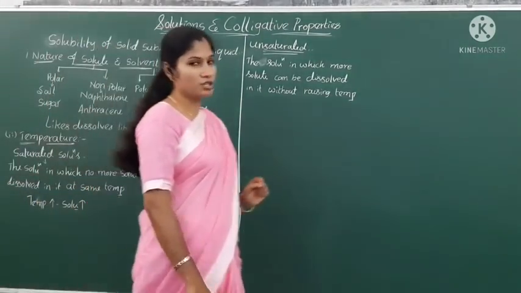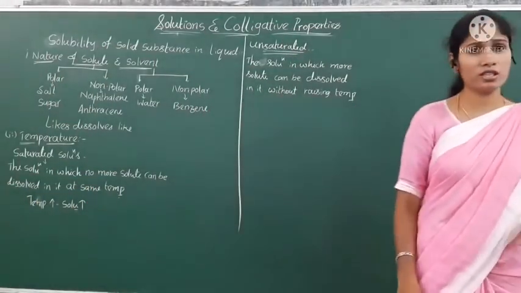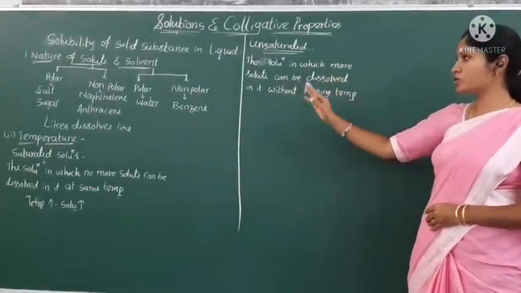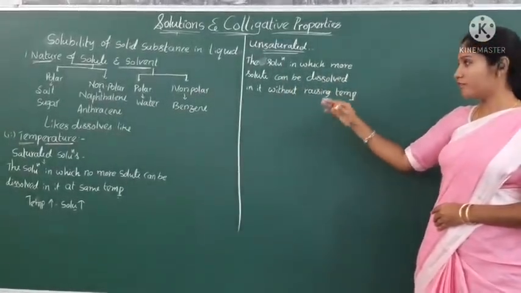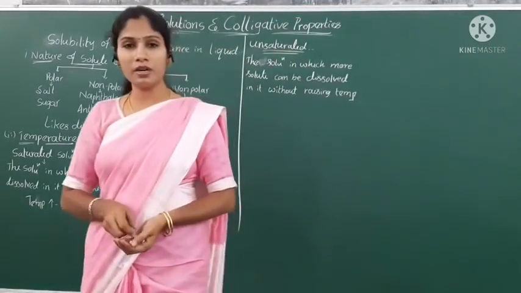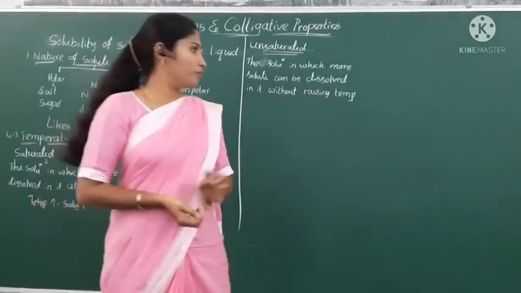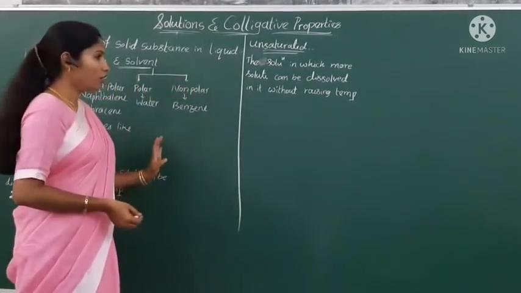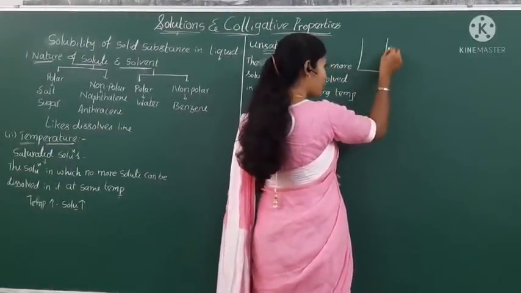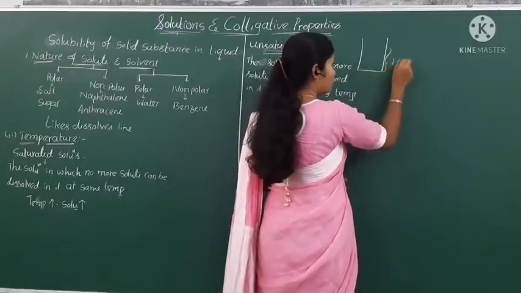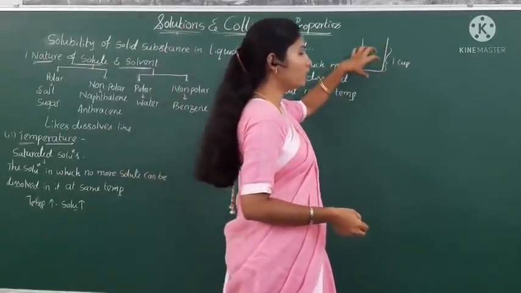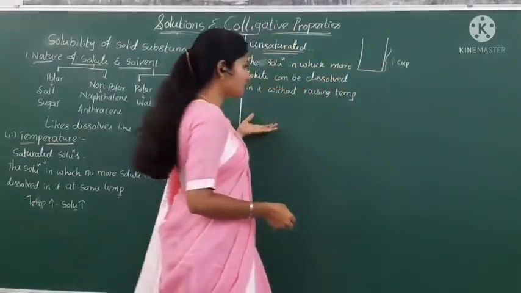Next comes unsaturated solution. What is an unsaturated solution? The definition of an unsaturated solution is a solution in which more solute can be dissolved without raising the temperature. It is nothing but the same example. Take a cup of water, that means take 100 ml of water, and to this 100 ml of water add 1 cup of sugar. The 1 cup of sugar can dissolve in this water. That is called the unsaturated solution.